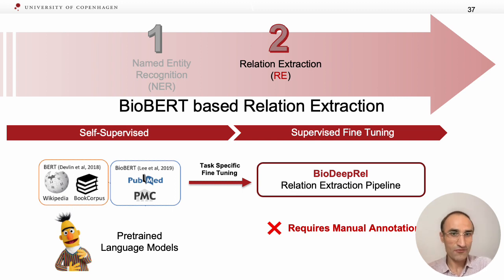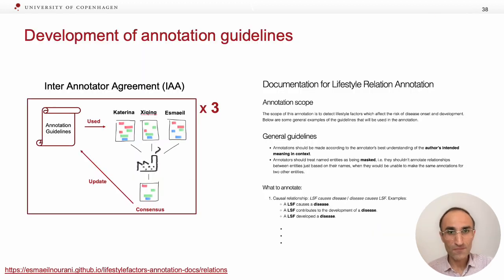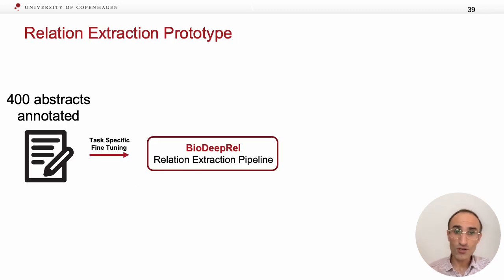and of course we don't have labeled samples off the shelf in this case, so we started manual annotation to provide labeled samples for fine-tuning the model. For manual annotation, we started by developing the annotation guidelines, and of course we did several rounds of inter-annotator agreement to be sure about the developed guidelines, and then we moved forward for the rest of the annotation. We annotated 400 abstracts using the developed guideline, and then we fine-tuned our model using these samples.